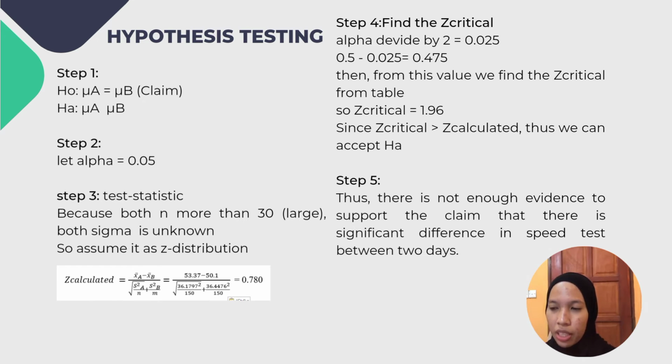So Z critical here is 1.96. Since Z critical is more than Z calculated, thus we can accept H null. So step 5, thus there is not enough evidence to support the claim that there is significant difference in speed test between 2 days.